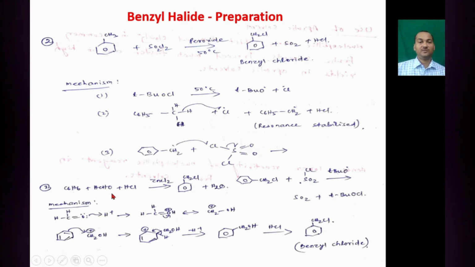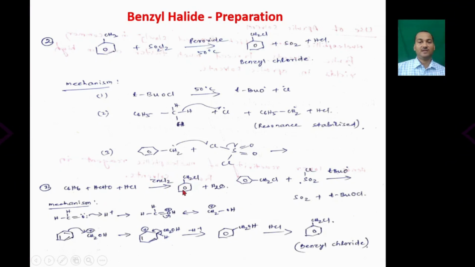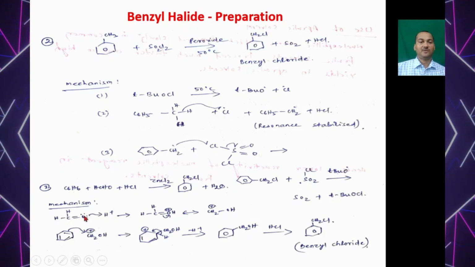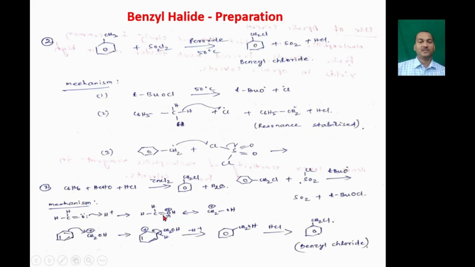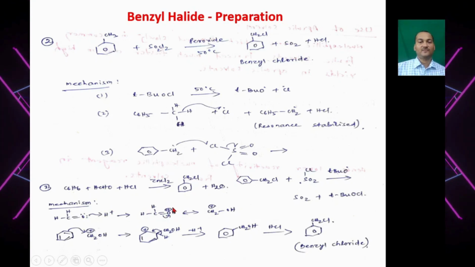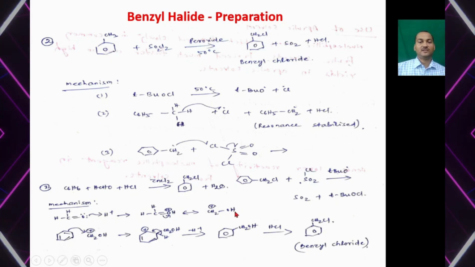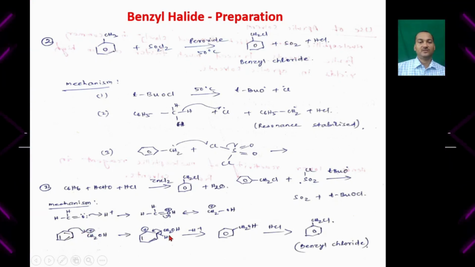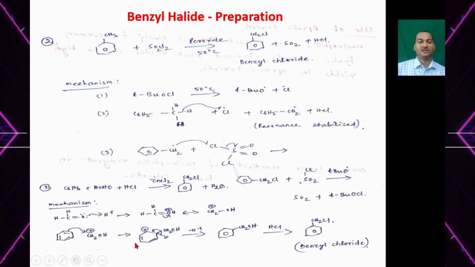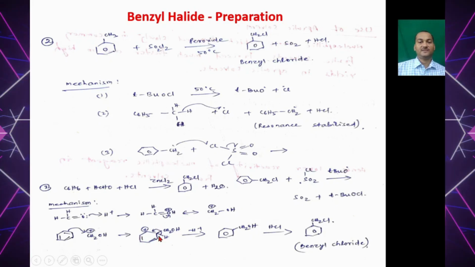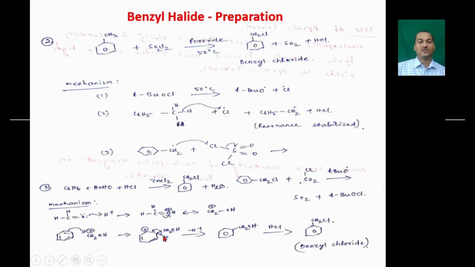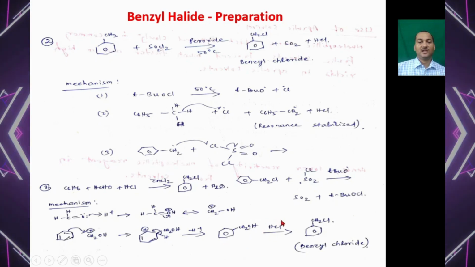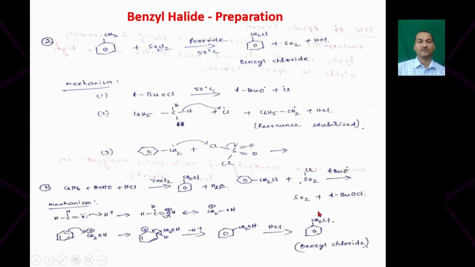Similarly, benzene can react with formaldehyde and HCl in presence of zinc chloride, giving rise to benzyl chloride plus water. Formaldehyde can react with H plus, giving rise to this protonated species, so giving rise to CH2+OH. Then the benzene pi bond would attack as nucleophile to CH2+. As a result, you have this protonated carbocation species. Loss of proton will revive the aromaticity, giving rise to benzyl alcohol, which would react with HCl, giving rise to benzyl chloride.